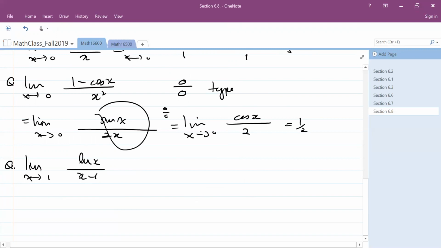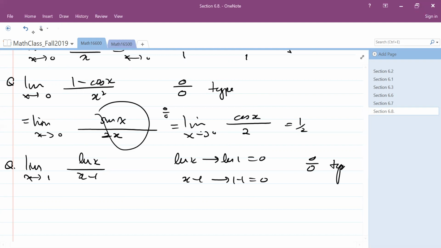Natural log of x approaches natural log of 1, which is 0, and x minus 1 approaches 1 minus 1 equals 0. So it's a 0 over 0 type. Therefore, we can apply L'Hopital's rule.